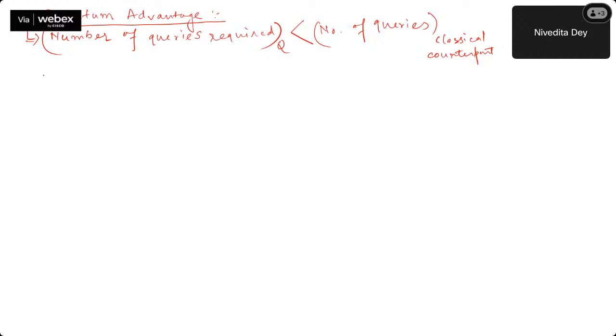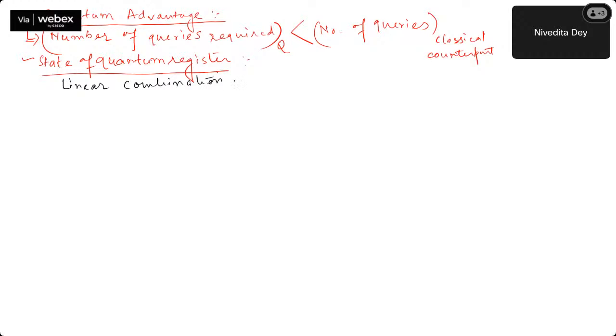So for this, we will assume, yes, I'm just writing everything. For example, the state of the quantum register, that is one thing that we will be taking, which is nothing but a linear combination of states. Unlike classical, where we had only a classical register with one state, here it is a linear combination of states stored within a quantum register.